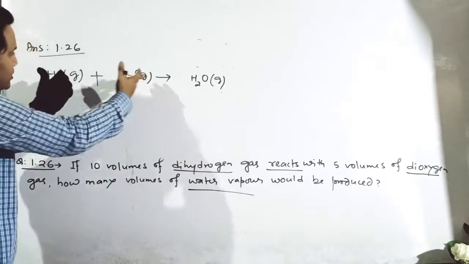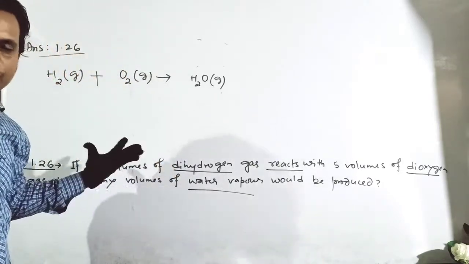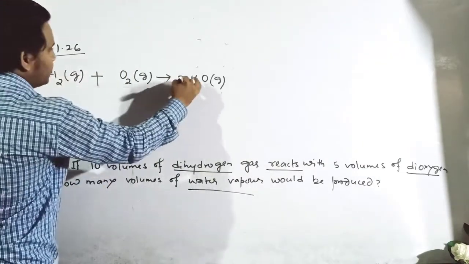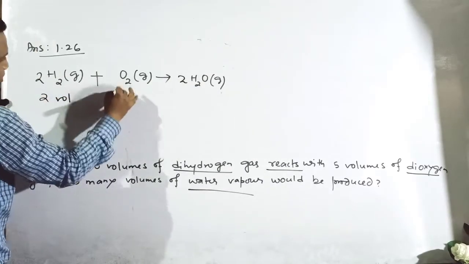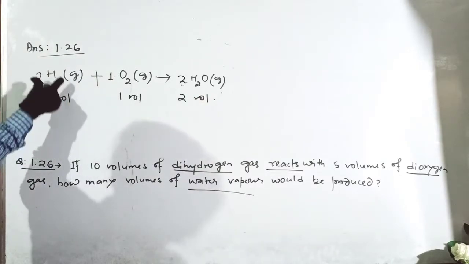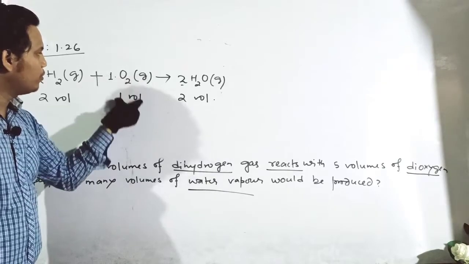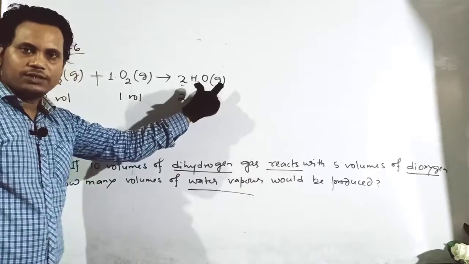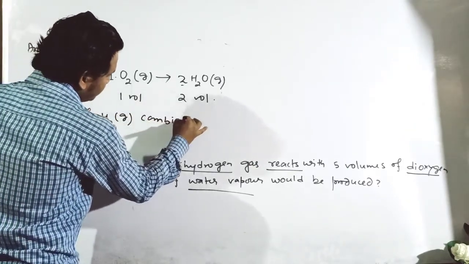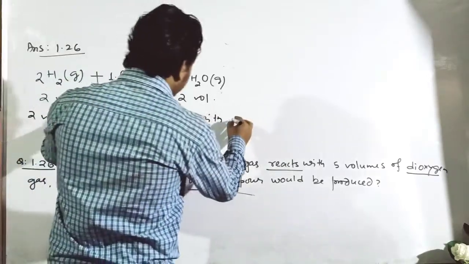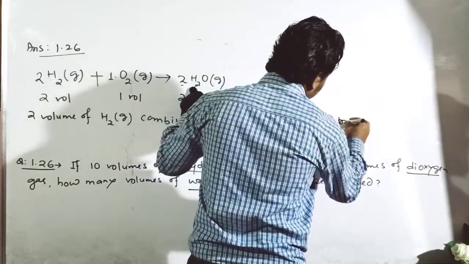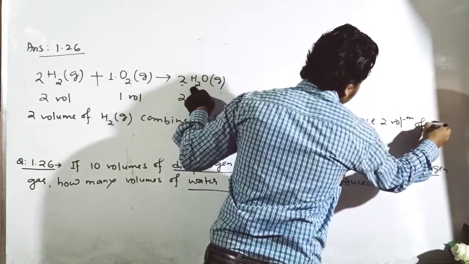What was the definition? When gases combine or are produced in a chemical reaction, they do so in a simple ratio by volume. First balance the equation, 2 and 2. Now this is 2 volume, this is 1 volume, the coefficient 1 means 1 volume, this is 2 volume. So we can say that 2 volume of dihydrogen gas combined with 1 volume of dioxygen gas to produce 2 volume of water vapors.